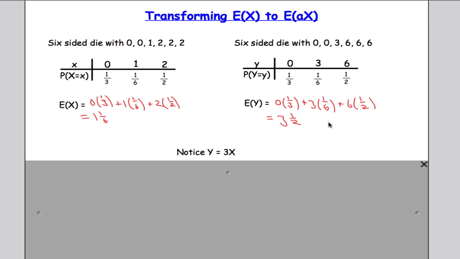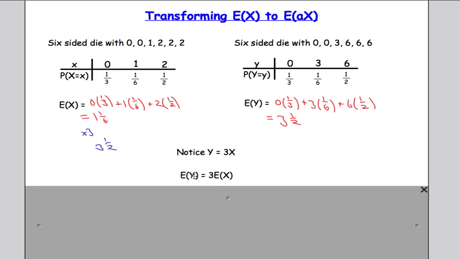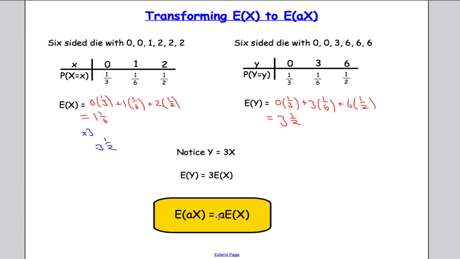Now, if we look at the expected values for both, we might notice something as well. What happens if I times this by 3? Well, 3 times 1 and 1/6 gives me 3 and 1/2. So that leads us to our first transform: the expected value of y is equal to 3 times the expected value of x. So in general, if I want to transform a variable x to ax, all I do is work out the expected value of x and then times it by a. So that's our first transform there.